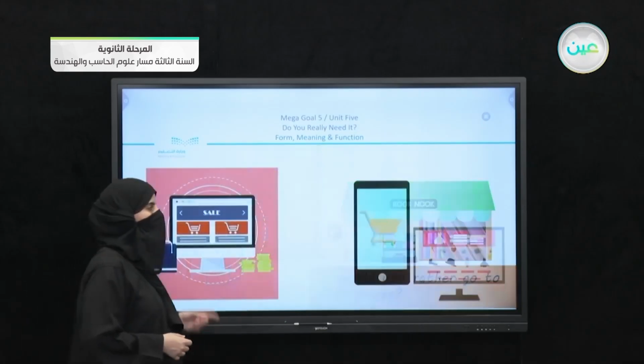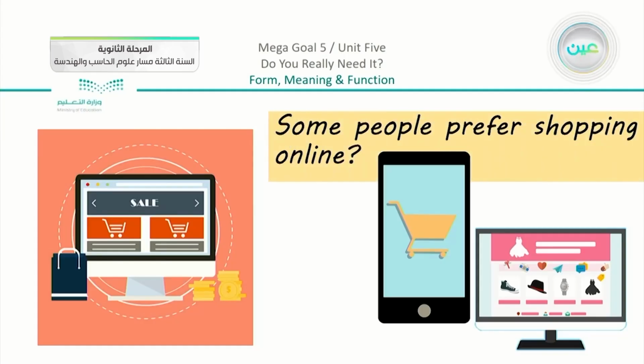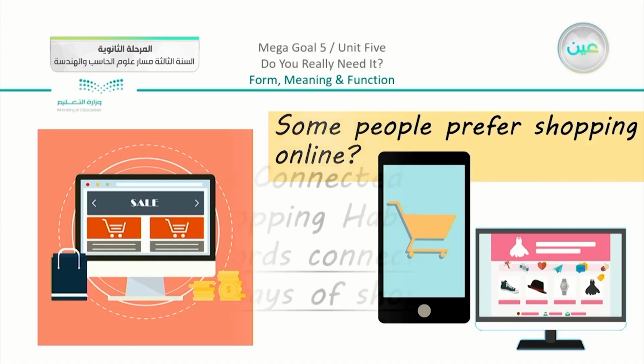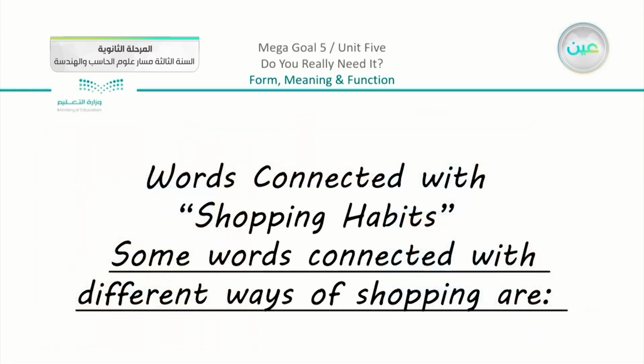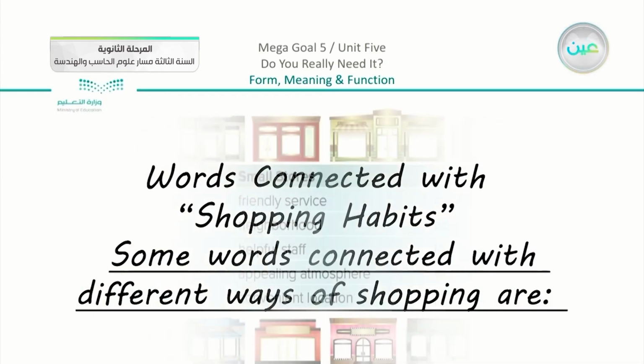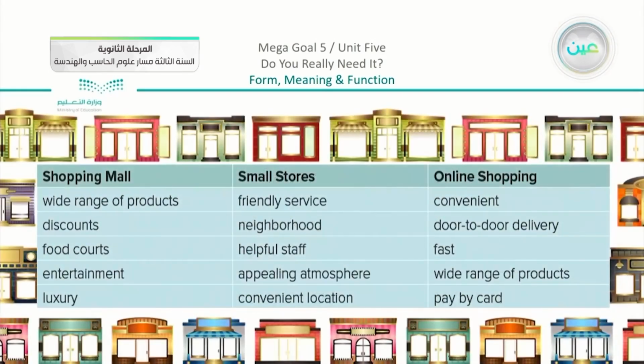And other people, some people prefer shopping online. So do you think it is true or not? Do you agree here? Now we have here the three types. There are actually words connected with shopping habits. Some words connected with different ways of shopping are. We can see that we have here the three types, and we have here words that are connected.